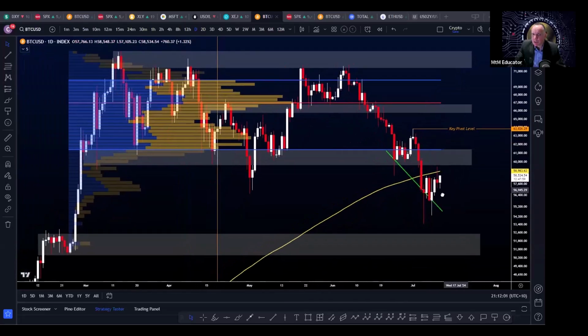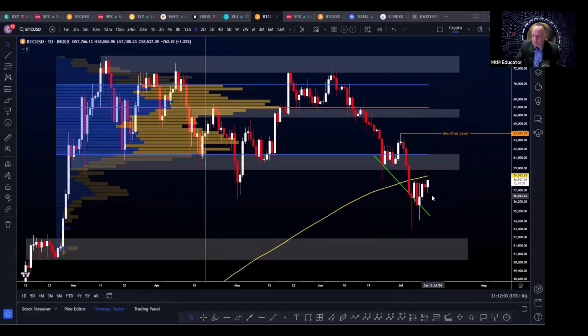So am I bearish or bullish? At this level, with the RSI levels, with the bullish divergence, everything else, I'm cautiously bullish. But I'm cautiously bullish until we take out that key pivot level. Then I'm a lot more bullish, and I'm properly bullish once I'm above that red line of 67K.